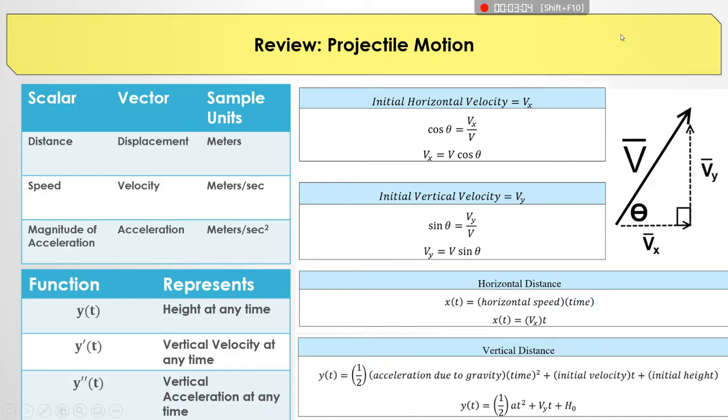Okay. So the key point here again is we can just derive these equations in order to work our way down this chart. So these are distance equations. If you derive them, we'll get speed. Derive them again, you'll get acceleration.